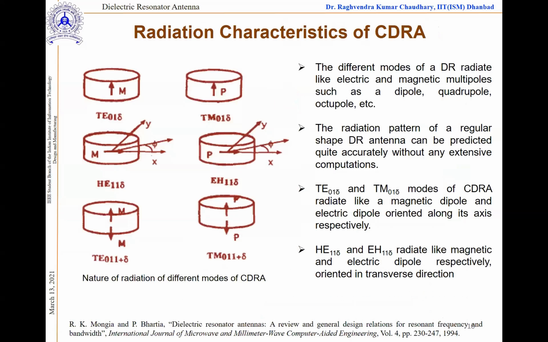Now let us try to understand the radiation characteristics. I already told you that if you know the modes properly, you can predict your radiation pattern. So here, these pictures I have taken from a very well-known paper written by Mongia and Bhartia, professor from IIT Delhi. They published this paper, Dielectric Resonator Antenna, in 1994. This is the most cited paper in DRA. Please download it, those who want to start with these things.